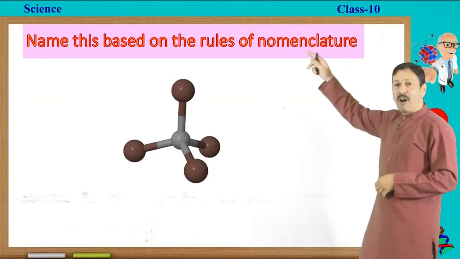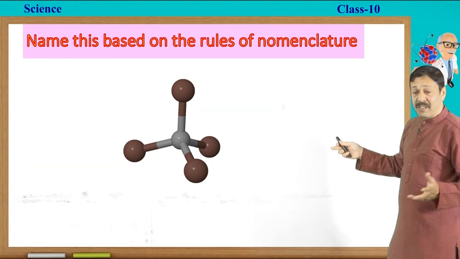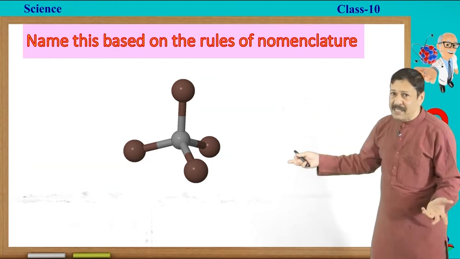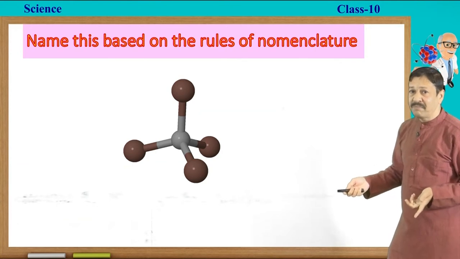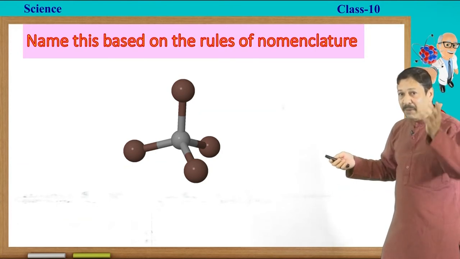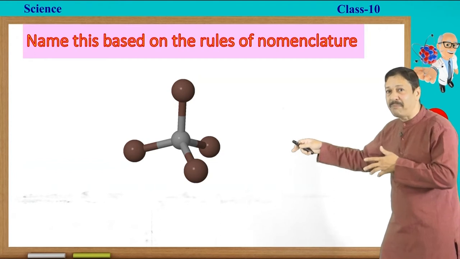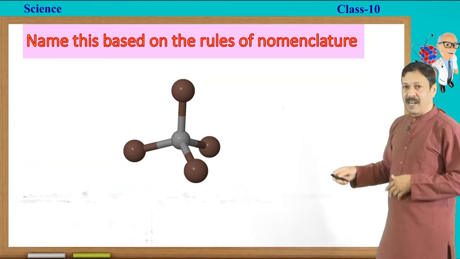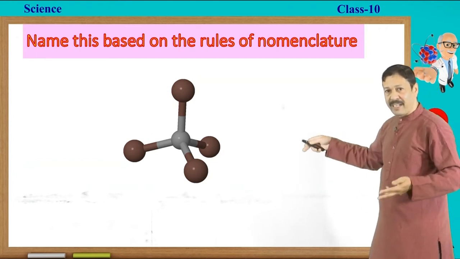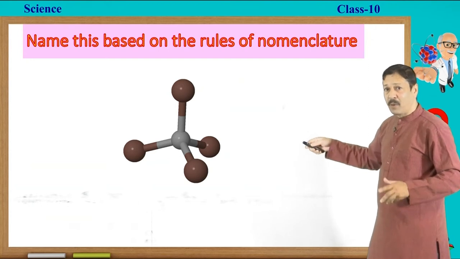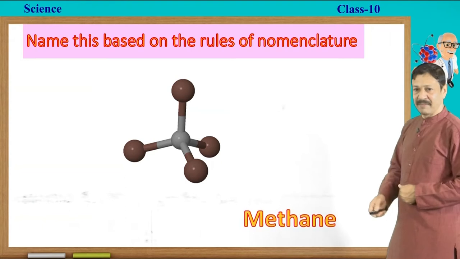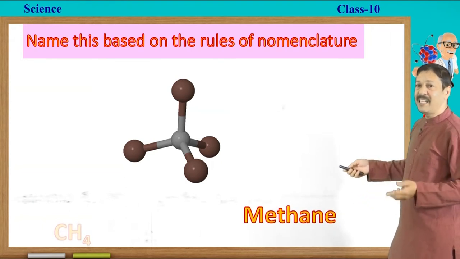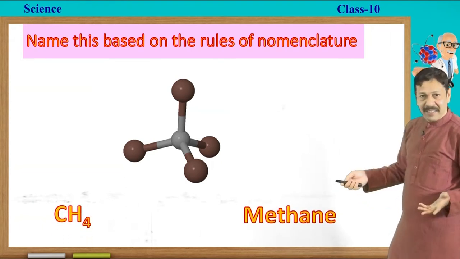Now based on the set of rules, try to name this one. How many carbons are there? 1. So what is the name? Meth. Monkey eats peeled bananas. M, meth. How many bonds are there? 4. Tetravalence is satisfied. One carbon with a single bond means it is methane. What is the formula? CH4, right?